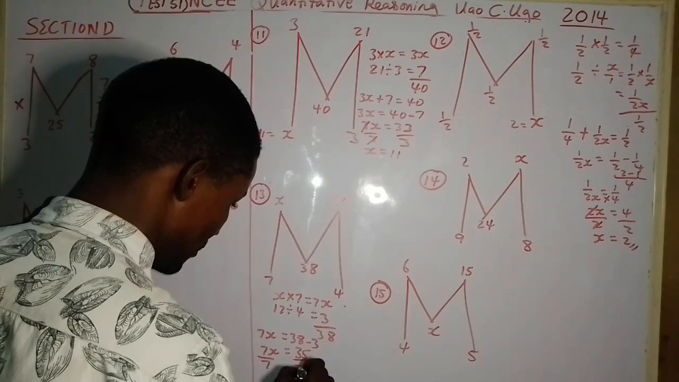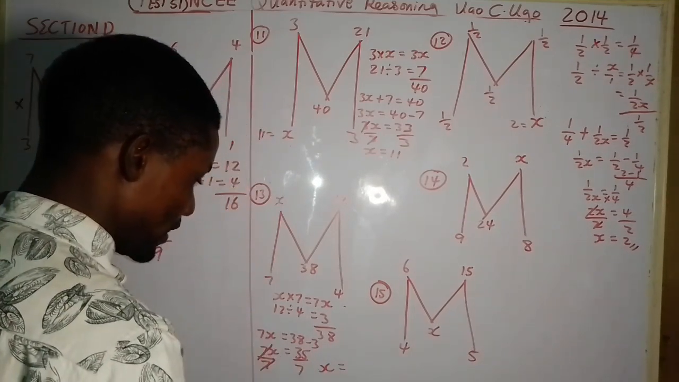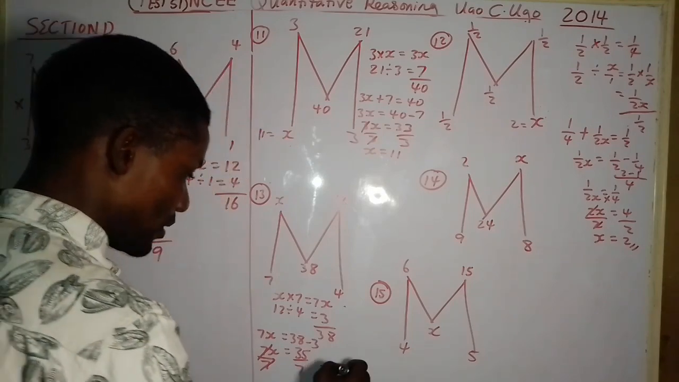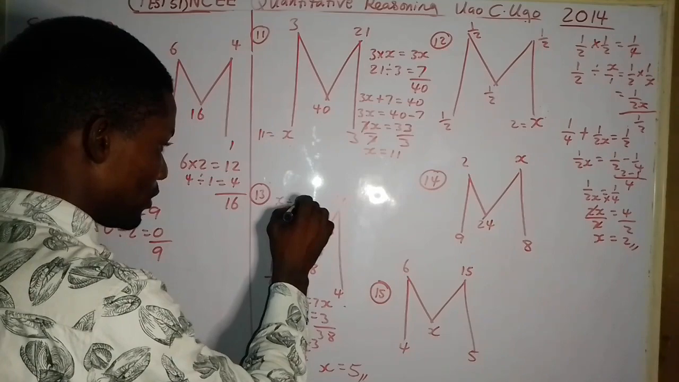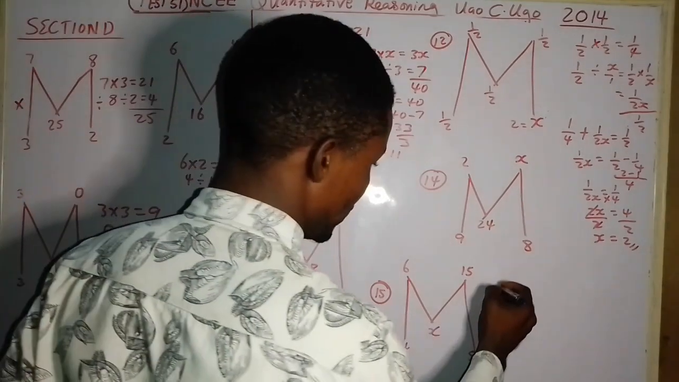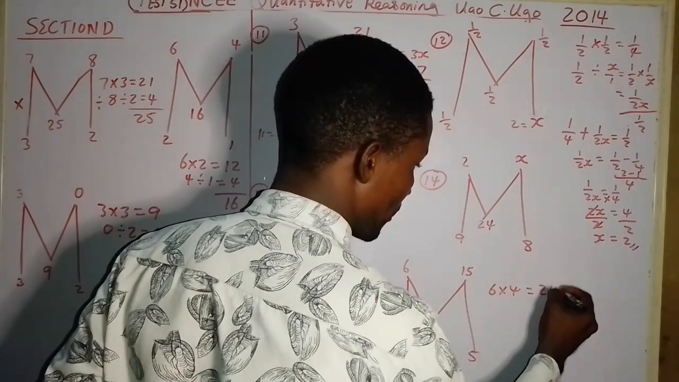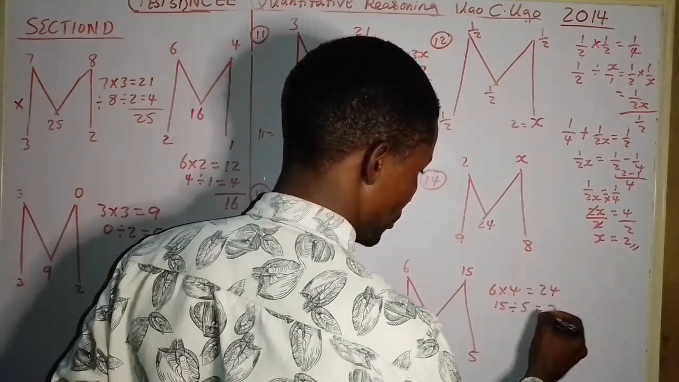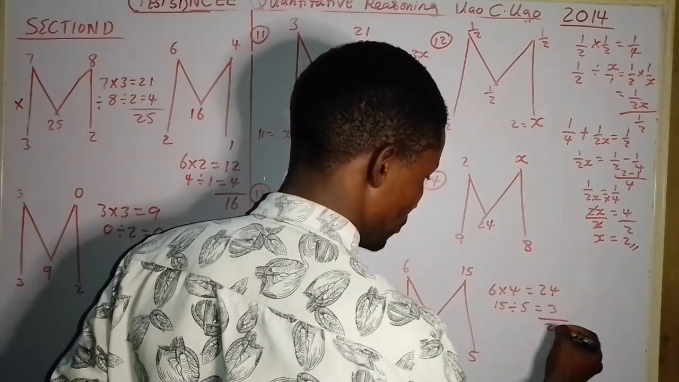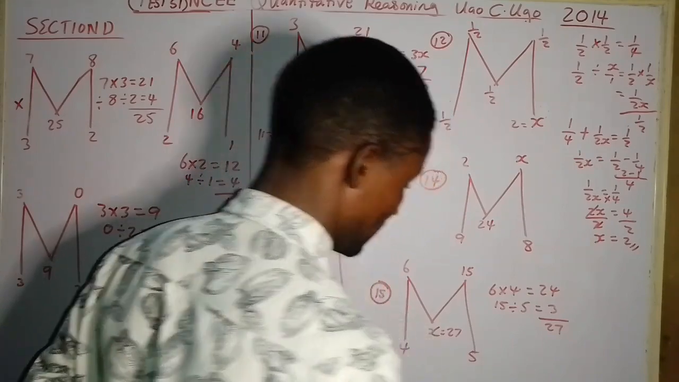Divide both sides by 7. So our x is going to be equal to, 7 can go in 35 how many times? 7 can go in 35 5 times. So our x here equals to 5. The next one is 6 times 4. That's going to give us 24. 15 divided by 5, that's going to give us 3. Add up everything. This will give us 27. So our missing number here is 27.